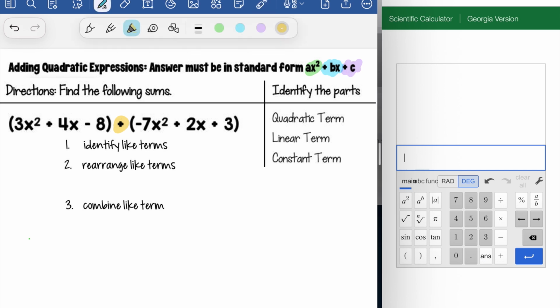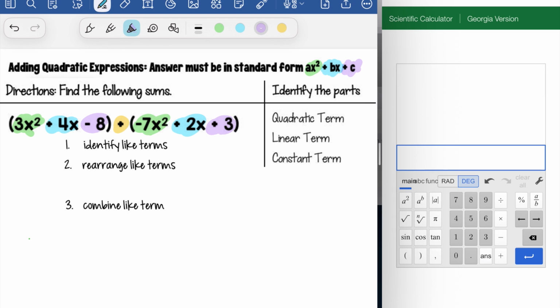So for our first example, our quadratic term, which we want to come first, would be 3x squared and negative 7x squared. My linear term, which we want to come second, will be positive 4x and a positive 2x. And then my constant term, which does not have a variable, would be a negative 8 and a positive 3. So we have identified all of our like terms because they had the same variable and the same exponent.